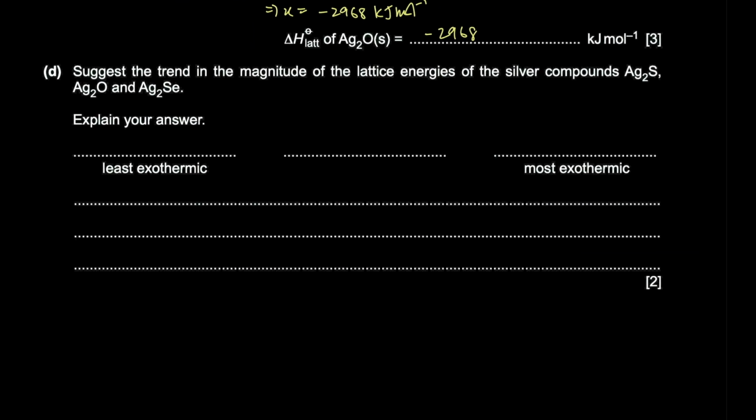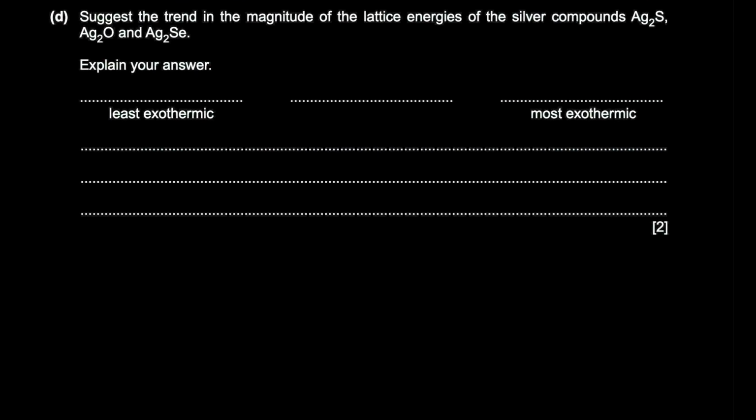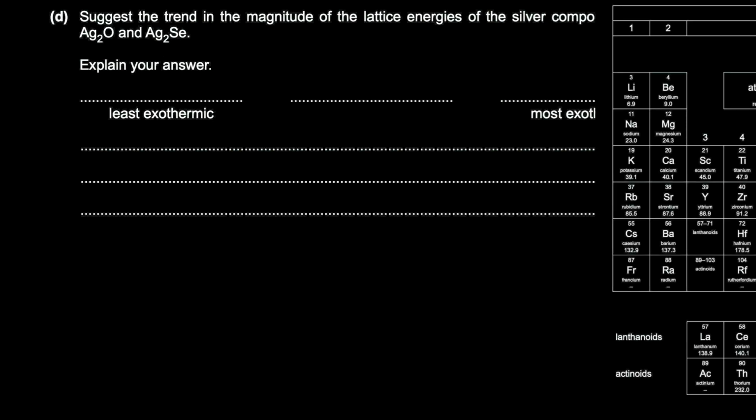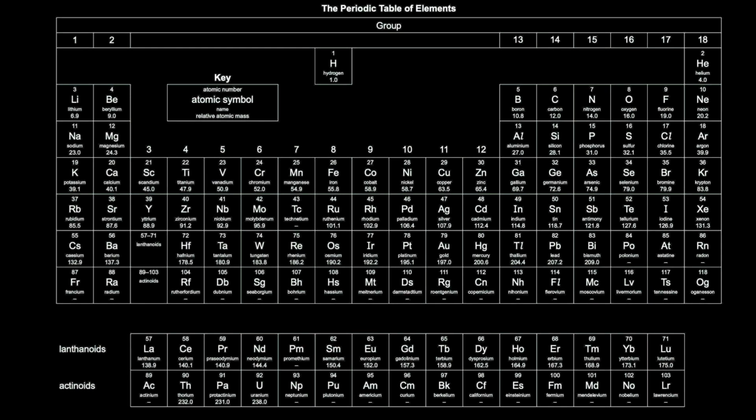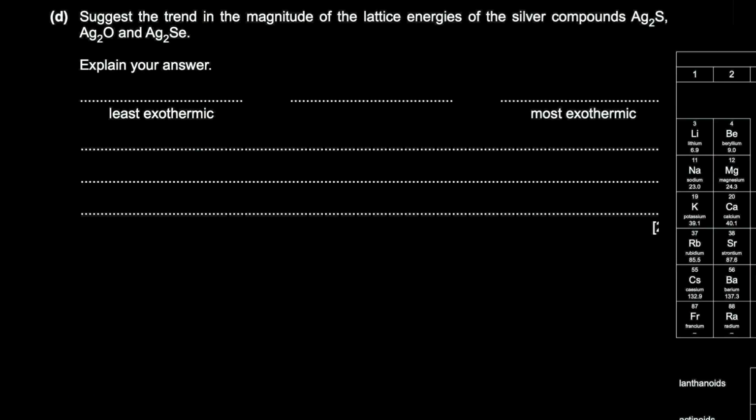Suggest the trend in magnitude of the lattice energies of the silver compounds silver sulfide, silver oxide, and silver selenide. Now here the trend they're talking about is going down the group, right? What would happen to the lattice enthalpy as you go down the group? You have oxygen, then sulfur, and then selenium.